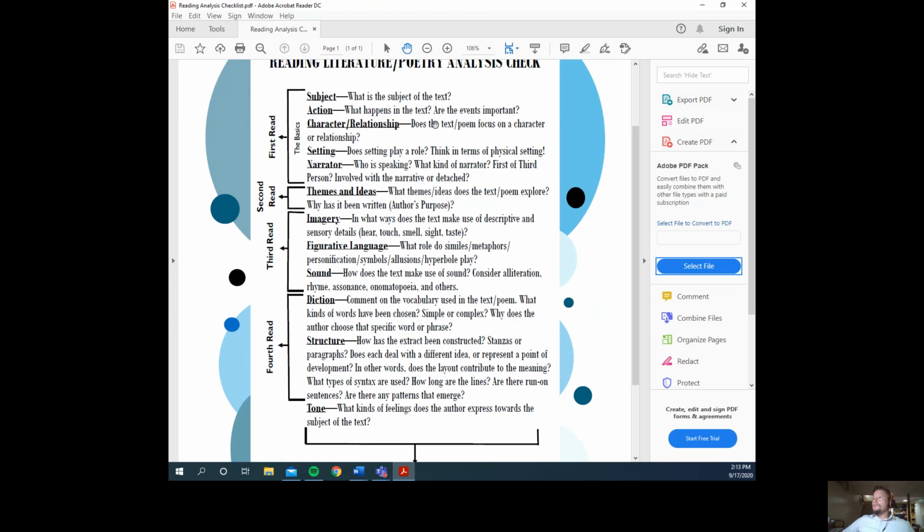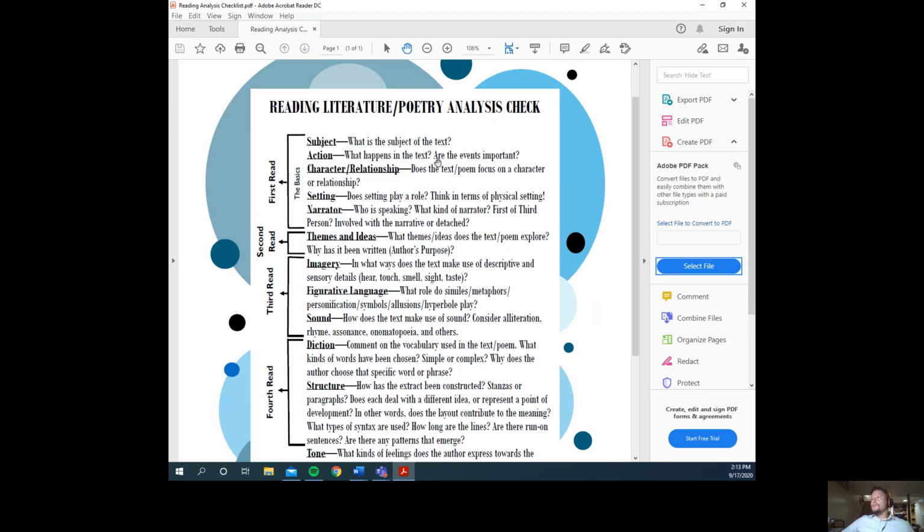The character relationships. Does the text or poem focus on a character or a relationship? The setting. Does the setting play a role in the story? And think in terms of physical setting. And also the narrator. Who is speaking? What kind of narrator? Is it first or third person? And is the narrator involved with the narrative or detached from the narrative? That is what we are going to focus on today with the short story Charles, which we read yesterday.